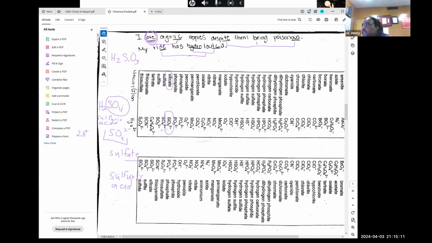What does silicate end with? ATE, so you have to replace it with the ic. So when we name the silicate acid, we call it silicic acid.